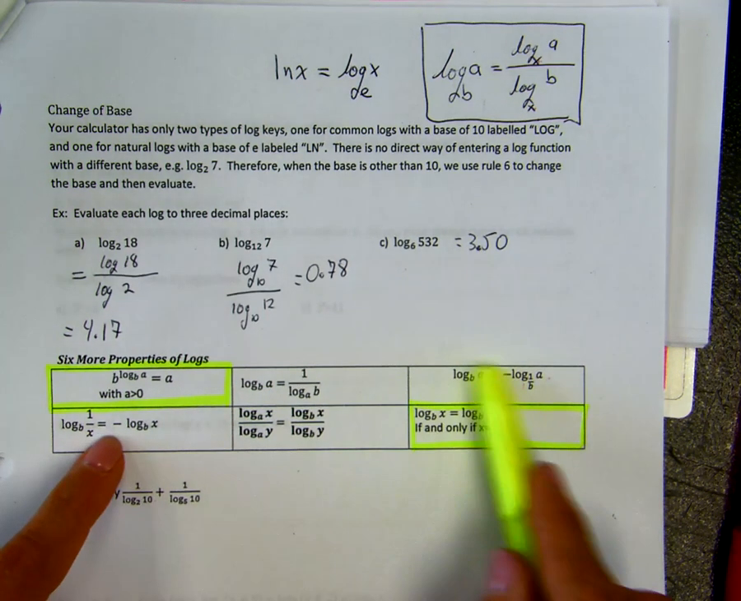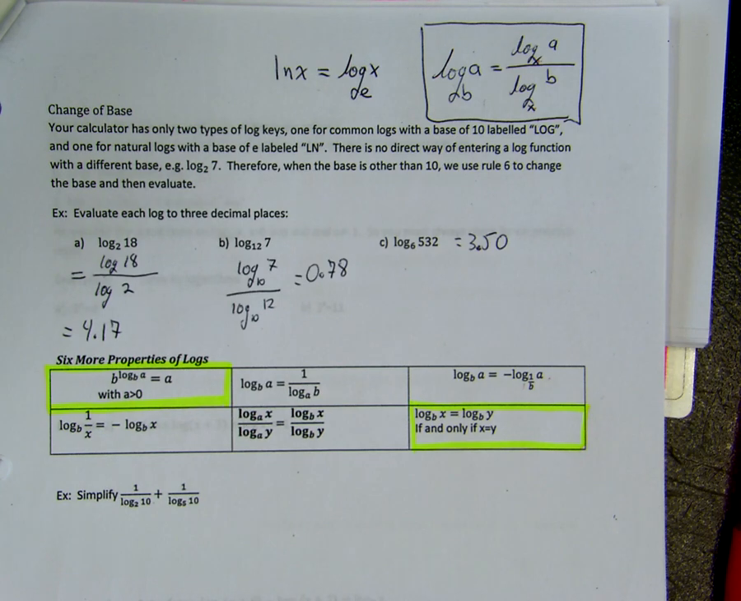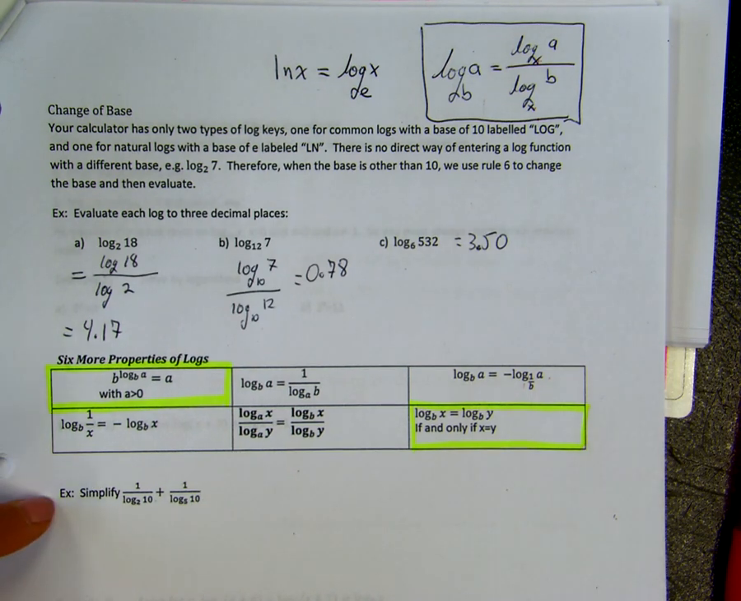Okay, the rest of these, optional to know. The ones in highlight, must know. Okay, I'm going to give you a couple minutes to try simplifying this first example, and then we'll look at it together.